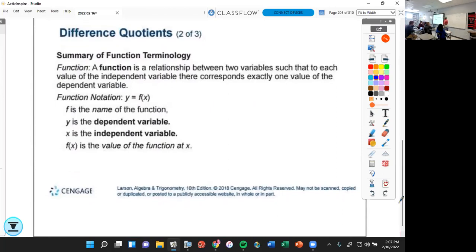It's very boring. Okay, summary of function terminology. If we look at function notation, y equals f of x, f is the name of the function, y is the dependent variable, x is the independent variable, f of x is the value of the function at x.